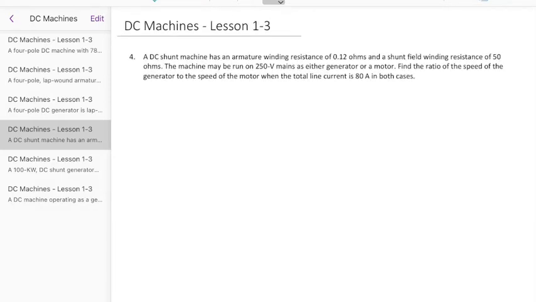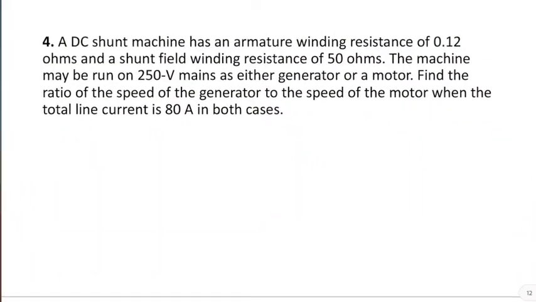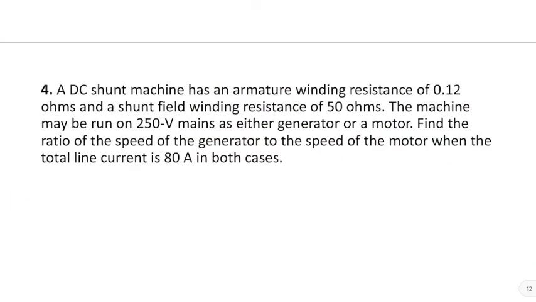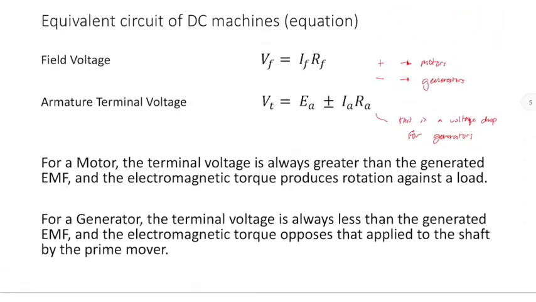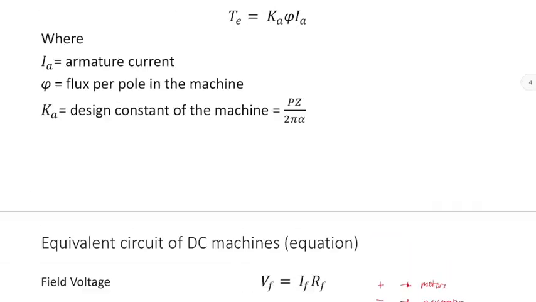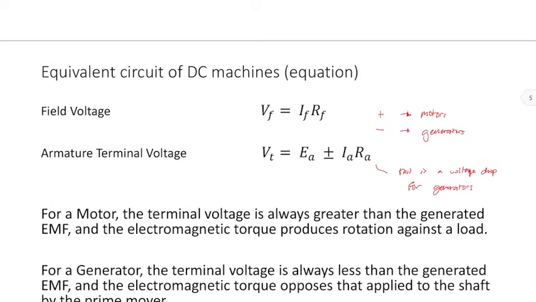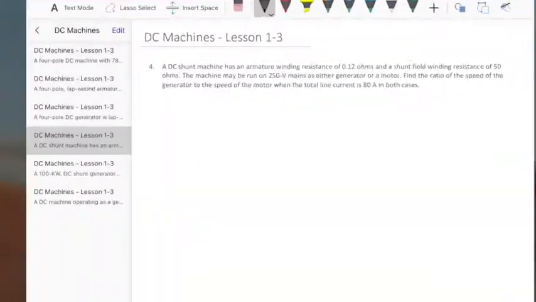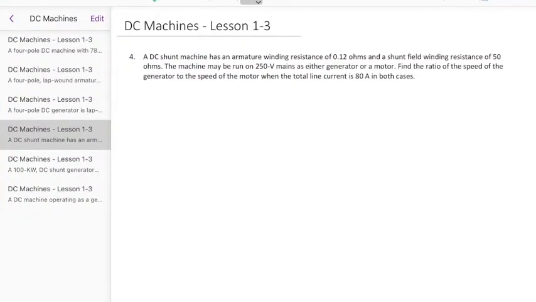So ang gipangita lang nato dari is ang ratio of speed kung generator siya og motor. So ang atong gamiton ani nga formula class is kanilang VT or terminal voltage. Since as a generator or motor, ang EA or ang induced EMF is equal lang man siya for both cases.